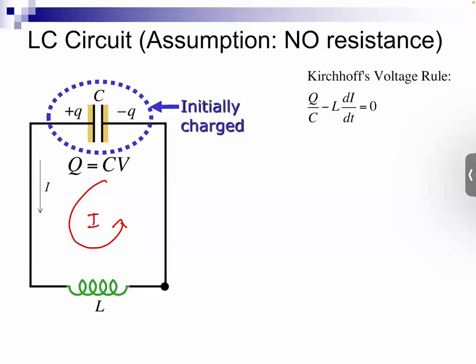If you want to see what's happening to the currents in the circuit, we again do the same strategy we did. Using Kirchhoff's voltage rule, we add up the voltages. Going through the loop like this, you have a voltage rise across the capacitor, that's the voltage across the capacitor, and a voltage drop across the inductor.